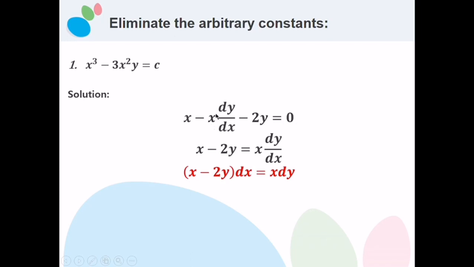So if we're going to simplify, we put this on the right side and then cross multiply. So overall, we have (x minus 2y) dx equals x dy. Just cross multiply this equation. So this equation is now the final answer. The arbitrary constant here was already eliminated.